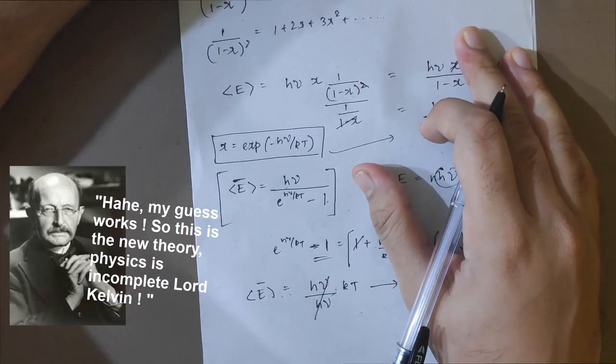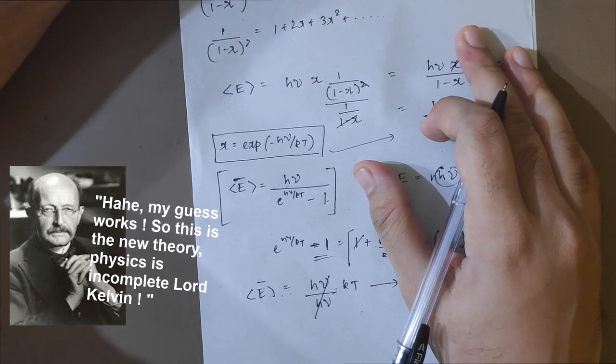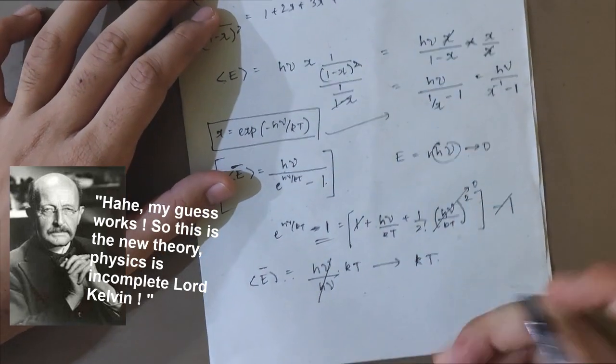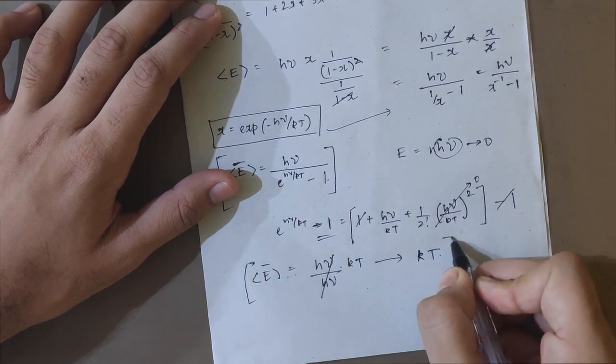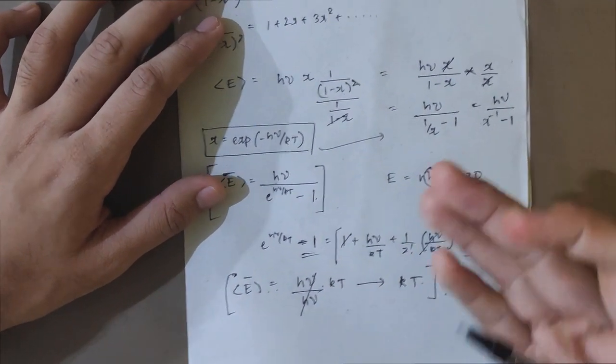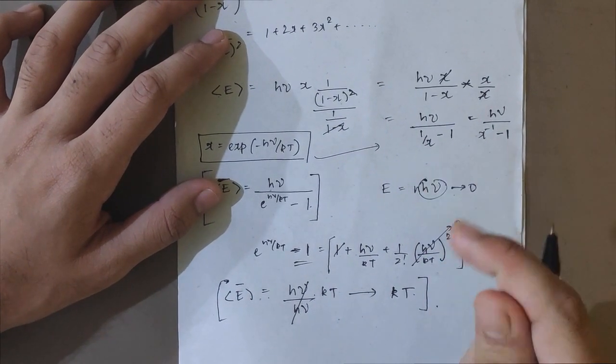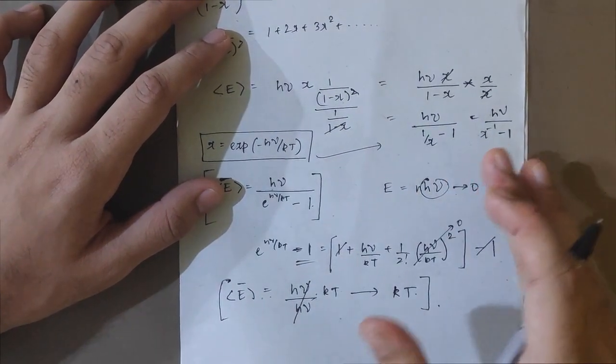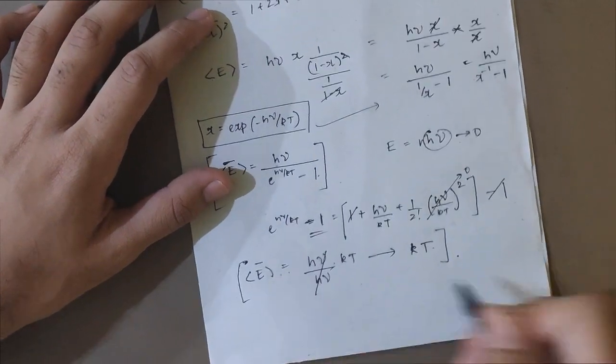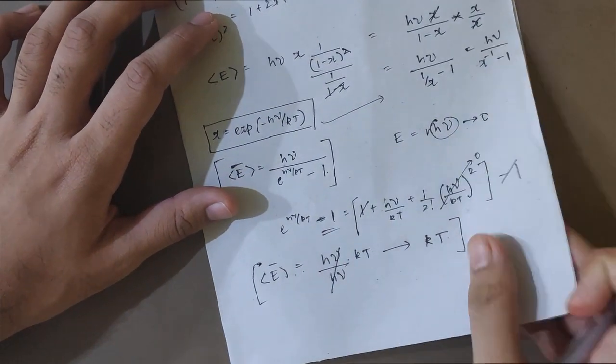Thus, for small values of h mu by kT, as h mu tends to 0, the classical limit E becomes equal to kT. Thus, if we take the classical limit, we recover exactly the expression for the average energy of a harmonic oscillator in thermal equilibrium. That is, E bar is equal to kT.